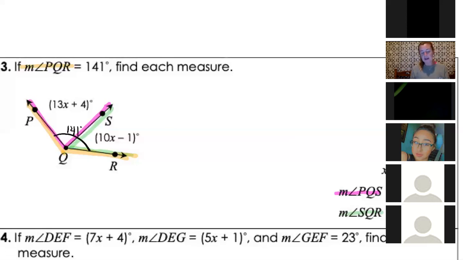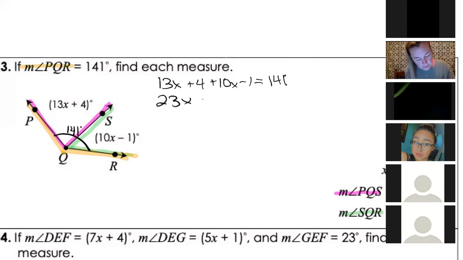If we were to take these two angles on the inside, the pink and the green, and add them together, so we could take 13x plus 4 plus 10x minus 1. We can add both of those angles together on the inside, and we can set them equal to 141. Because we know that the green and the pink added together are going to equal the entire thing. So that's how we came up with that equation, and then we're going to combine our like terms. So we have 23x, because we took 13 and 10, so I'm going to cross those out. And then we have 4 minus 1, which gives us positive 3 equals 141. And then we're just going to continue solving like you normally would in any other type of equation.